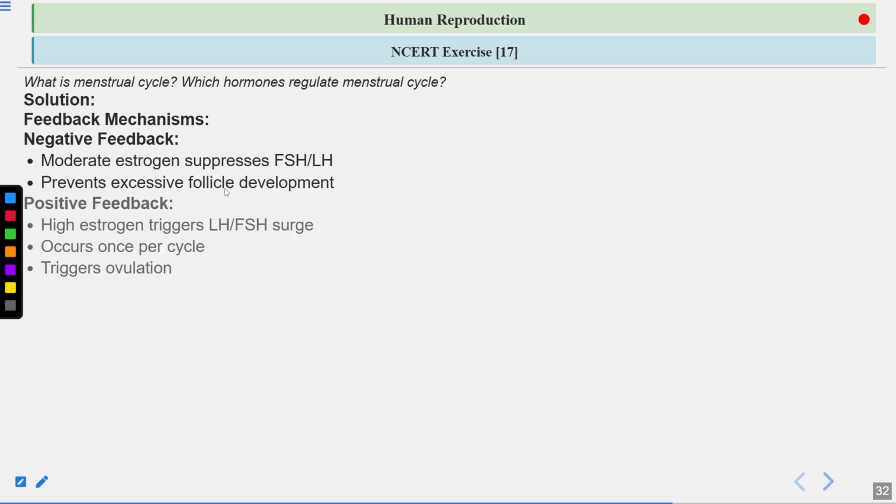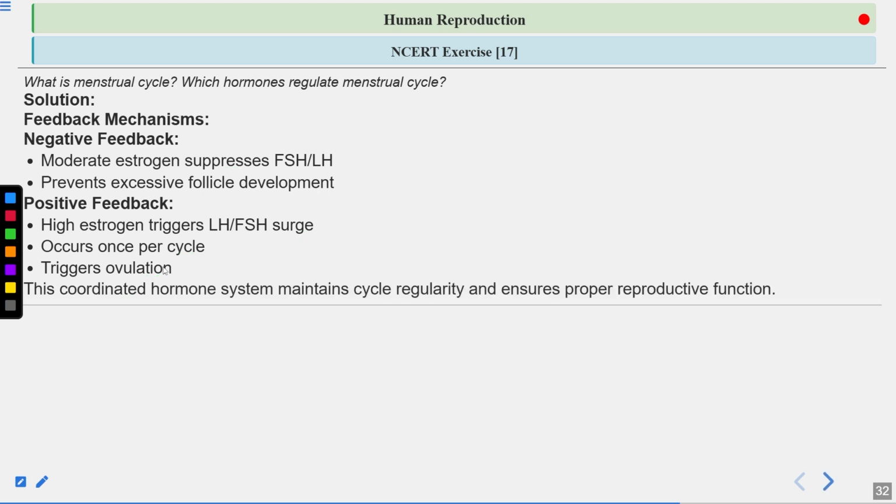But there is a positive feedback also. Whenever the estrogen level is more than the threshold value, the opposite happens. It triggers the LH and FSH surge from the anterior pituitary. Earlier it was suppressing when its level was low, but when its level is high, it promotes the LH and FSH surge. That's why LH and FSH are maximum just before the ovulation. It occurs once per cycle and triggers the ovulation. Why does it trigger the ovulation? Because this causes the LH surge.